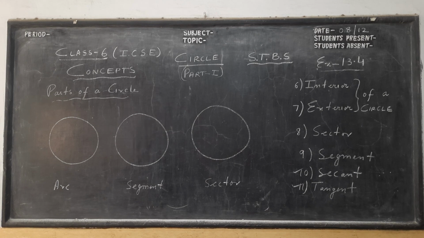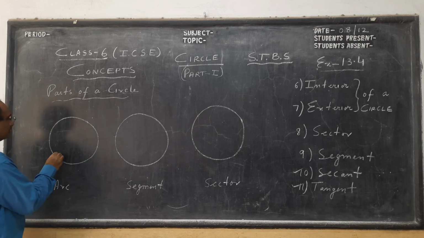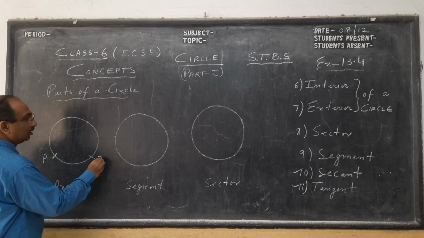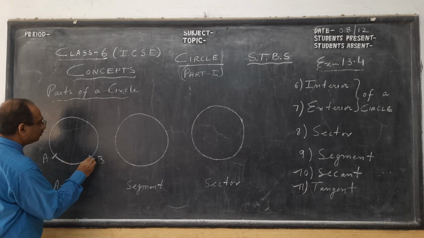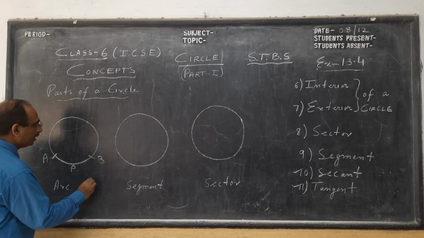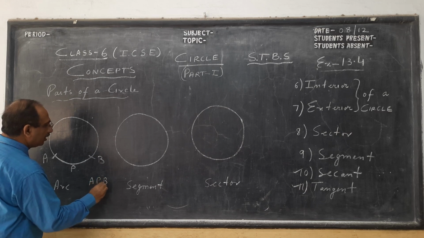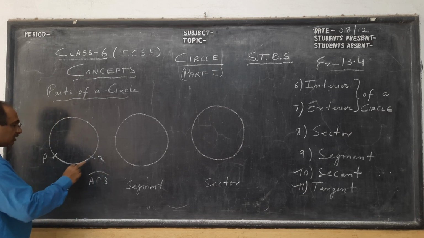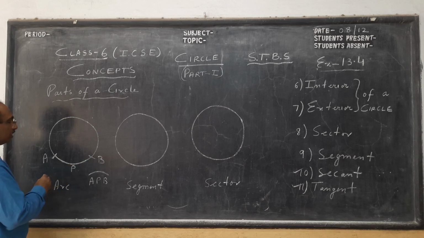Next we see 3 more concepts called arc, segment and sector. So let us see what an arc is. This is a curve. Suppose we have points A and B. We see this curve, children, APB. If you call APB an arc, you can represent it like this. This is a smaller curve, so it is called a minor arc.